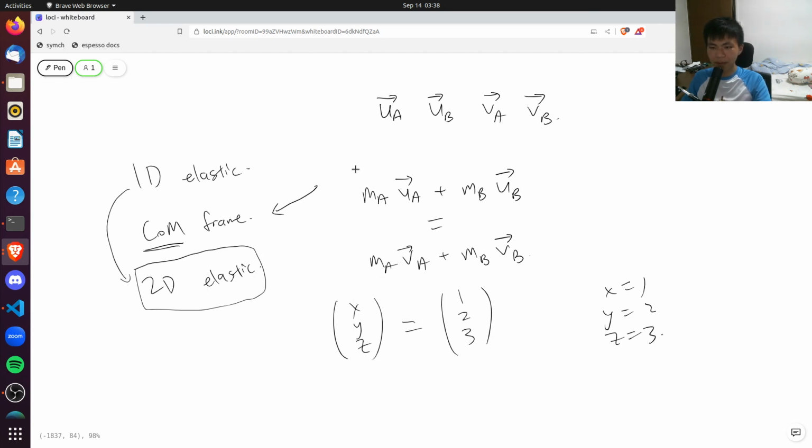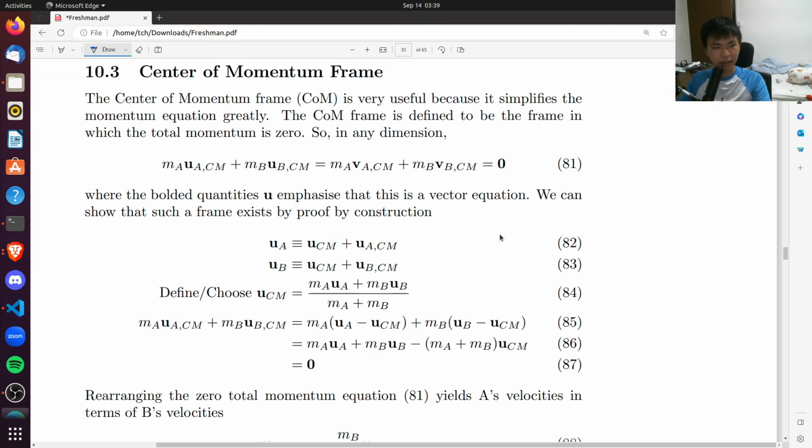So if I decompose these into the individual components, it'll literally be m_a u_ax plus m_b u_bx and so on. It'll just be each of the individual components. It's just that we're packaging it nicely into a column of three numbers so that we only have to write one equation, which is actually three equations in disguise. So nothing to fear about vectors. They're just tuples of numbers.